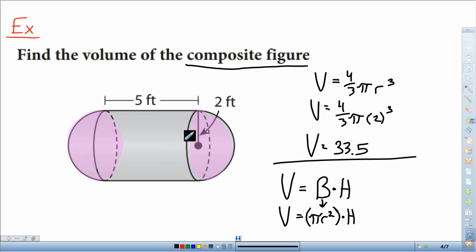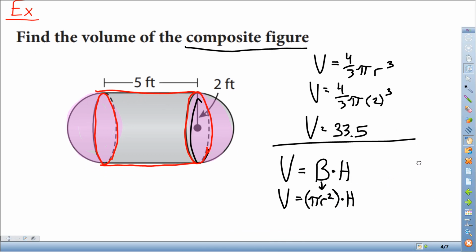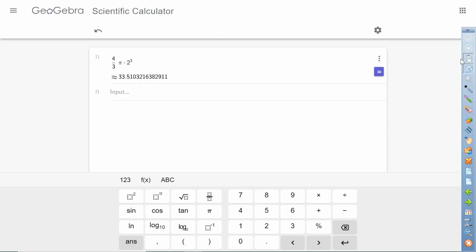And the nice thing is we have the radius of the base of this cylinder, this circular base right here, just to kind of show you where I'm looking. We have the radius, we have the height of the cylinder, so we're good to plug this in and basically get our other part. So volume equals pi 2 squared times 5. Let's go ahead and plug it in.